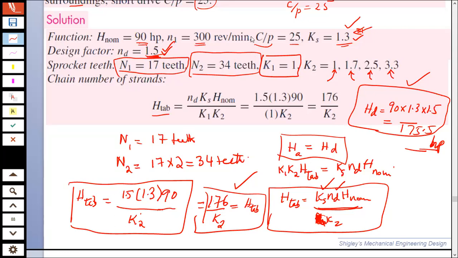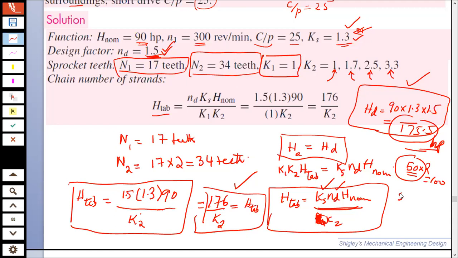Or if you find something that would transmit, let's say for example, 50 horsepower, then how many strands of that will you use? If I multiply this 50 by 2 times, how much is that going to be? Let's say you found a chain that can transmit 50. So multiplied by 2, that will become 100. You are still short of this.